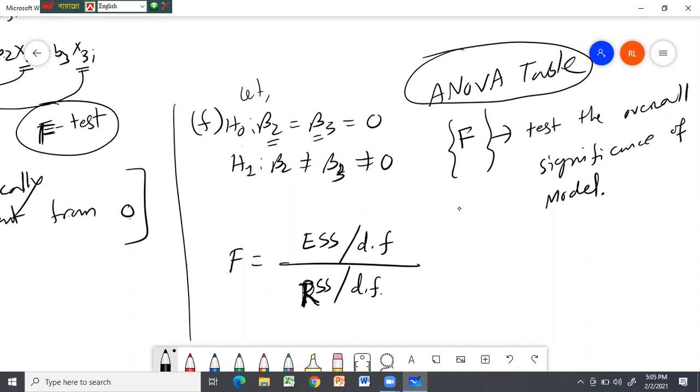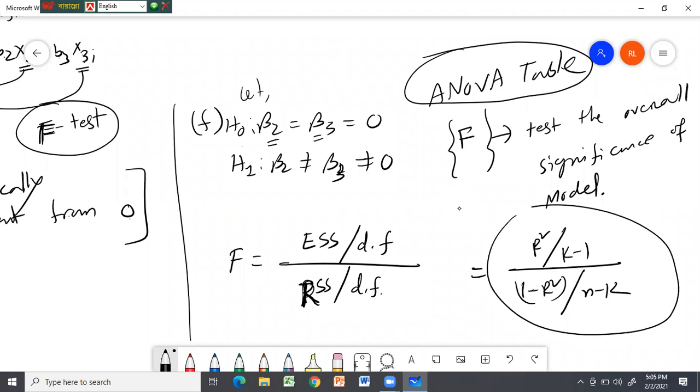Using the R square value, the degrees of freedom will be followed by k minus 1, and 1 minus R square divided by n minus k. You can do it with this formula, or with the other formula as well. Any of the formulas you can go for to calculate the value of your F test.